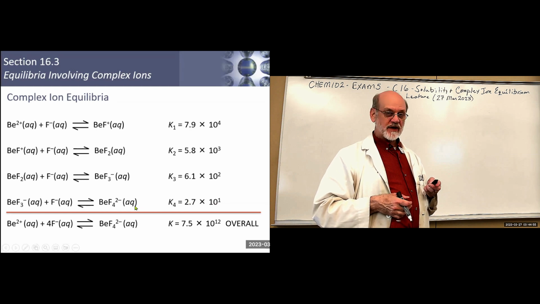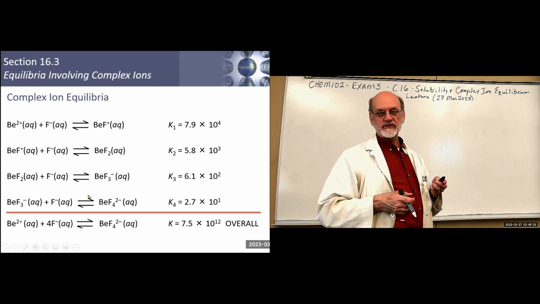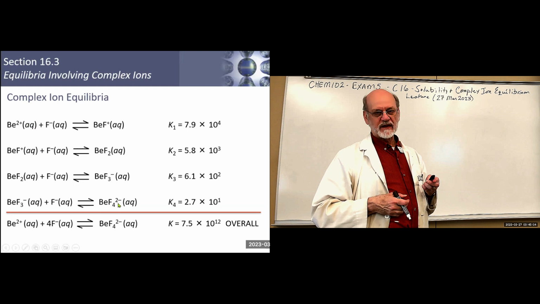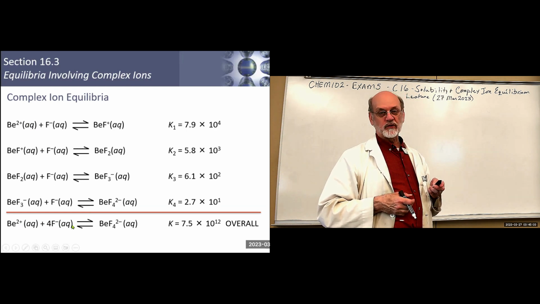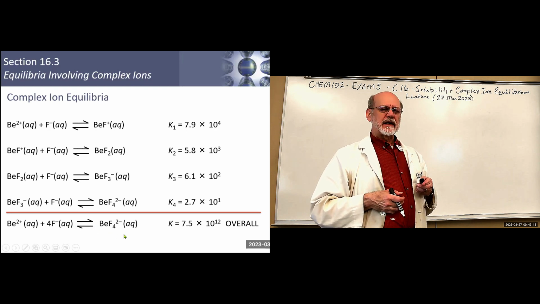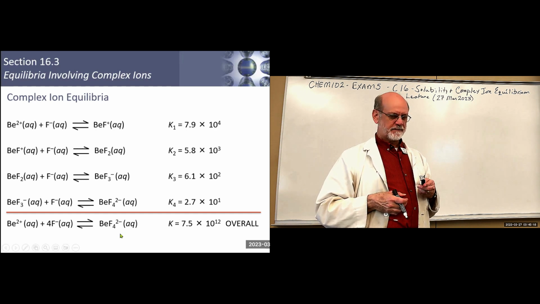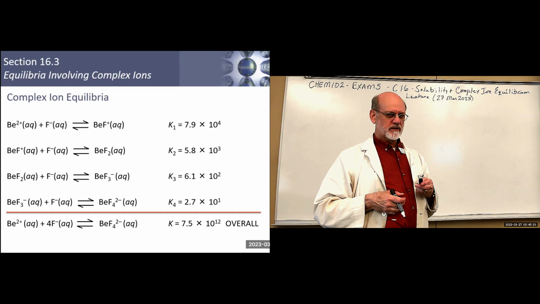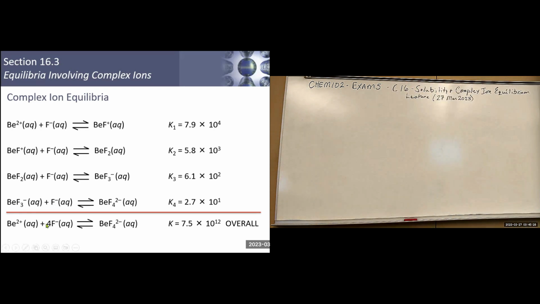And balancing the charges, our complex ion has a 2- charge now because we have 4 minuses and a 2+ here. So overall it's 2-. Does that make sense? And the overall reaction is this beryllium is complexed with 4 fluorides to yield the, let's see, four anions, tetrafluoro beryllium 2+ ion. Let me see if I named it right.